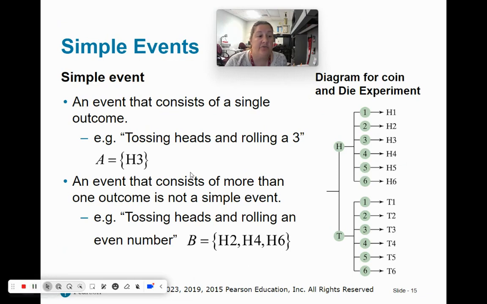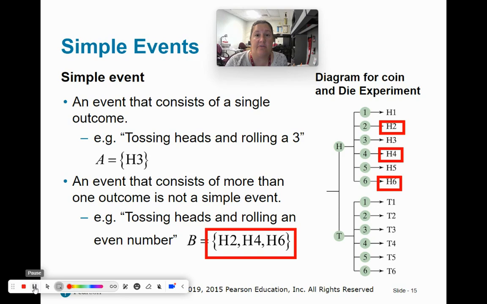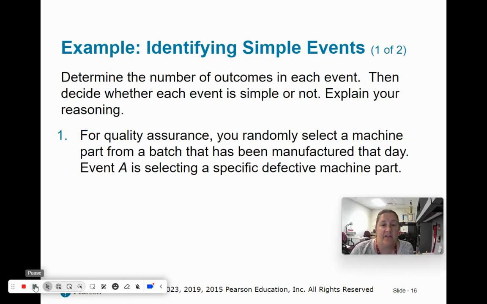A simple event is whenever you only have one outcome. For example, when you're tossing heads and rolling a 3 on a die, we can see through the tree diagram this happens once. This is a simple event. Let's say you want to toss heads and roll an even number. Because this has multiple outcomes, it is not simple, as you can see in the tree diagram as well. So for each event listed in these examples, we're going to figure out how many outcomes there are and then explain whether it's simple or not.